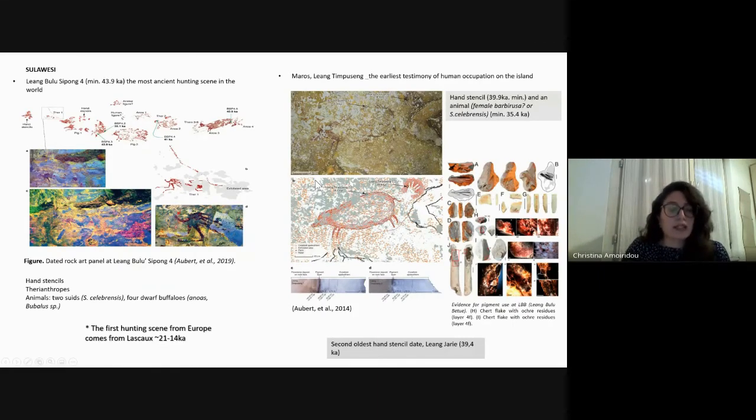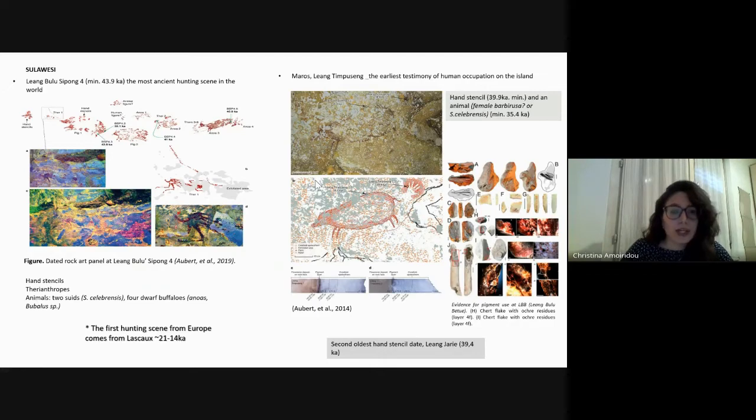Because in Sulawesi in 2019, we have a publication describing the most ancient hunting scene in the world, which is located at Leang Bulu' Sipong 4, and is comprised of hand stencils, therianthropes, and animals. Well, I don't know if you can see it very well. In the picture, here is the hand stencil.